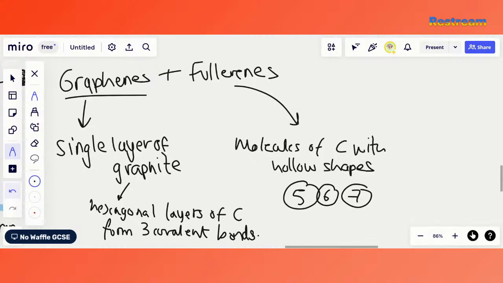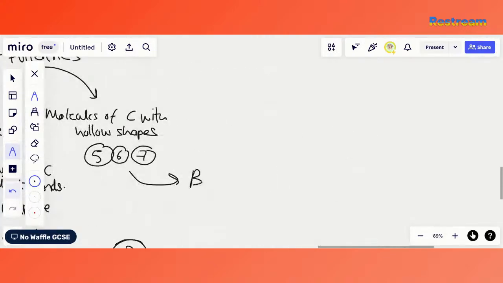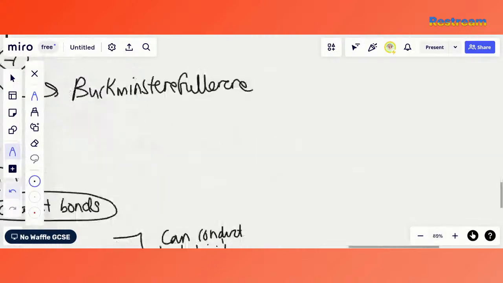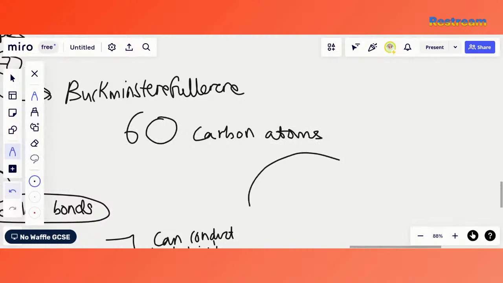Now, there's a special fullerene that you need to know, which is called the Buckminster fullerene. It's one word, I assure you, and it's probably one word you will not forget because it's very long. So the Buckminster fullerene contains 60 carbon atoms. And these carbon atoms arrange to form a hollow sphere.